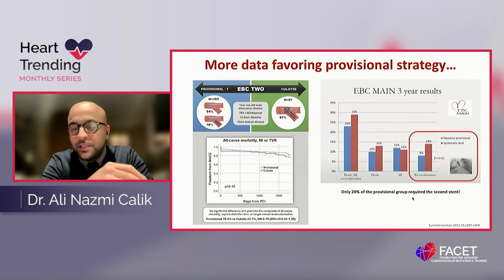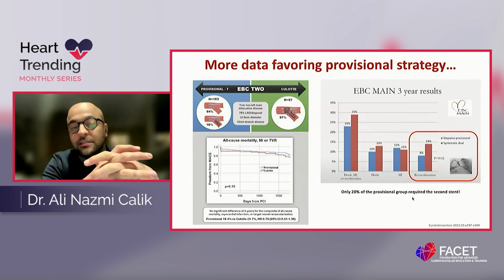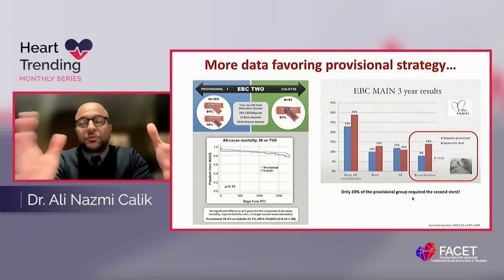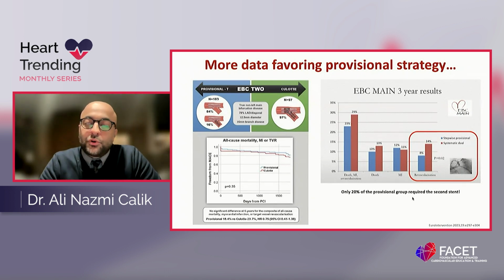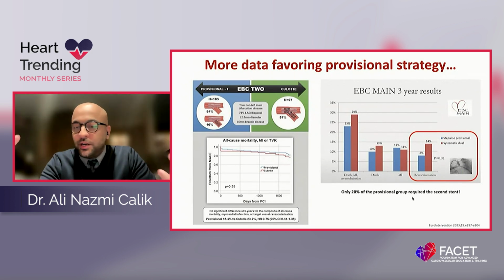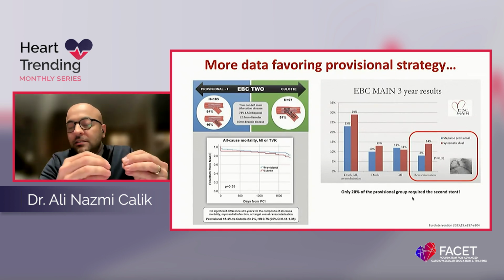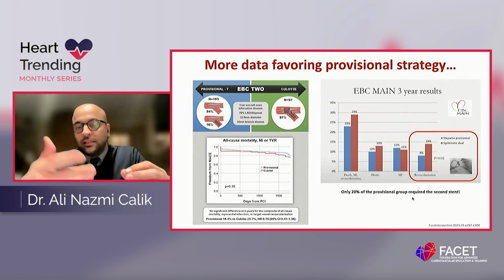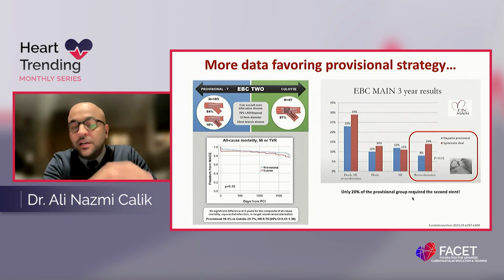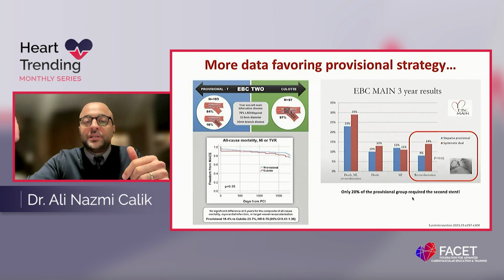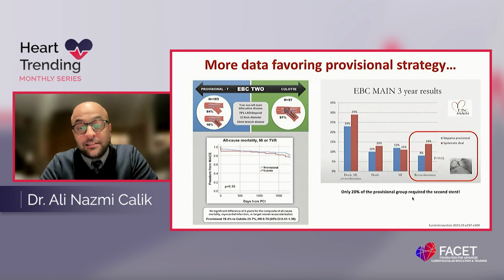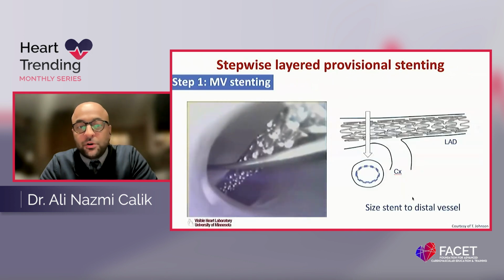This is really simple. And of course, in our daily practice, 80% of bifurcation PCI can now be sorted out by a provisional strategy, because provisional strategy is not a one-stent or a two-stent strategy. Provisional strategy is just something like that. If you need further steps, which I'm going to mention in my further slides, you can upgrade your strategy by deploying a second stent when necessary. So let's go through the steps of provisional stenting.